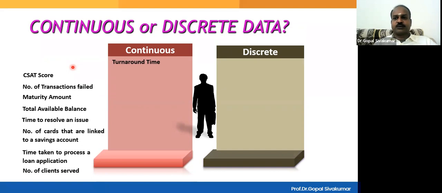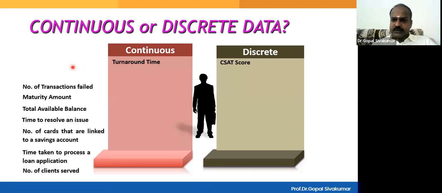Customer satisfaction score. Customer satisfaction score on a scale of 0 to 10. Now you can either give 0, or you can give 1, or you can give 2, 3, and so on up to 10. That means only 11 possible values are there. Either you can say 0 or you can give 10. So since the number of possible values is finite and only fixed values are possible, and you can't expect decimals here, it is discrete data.